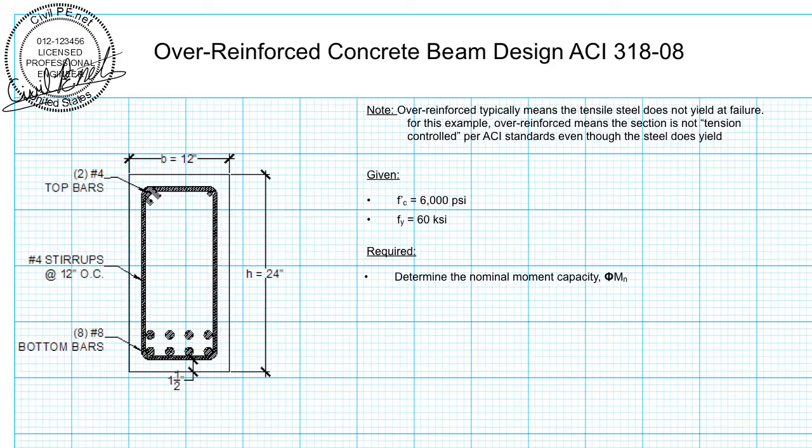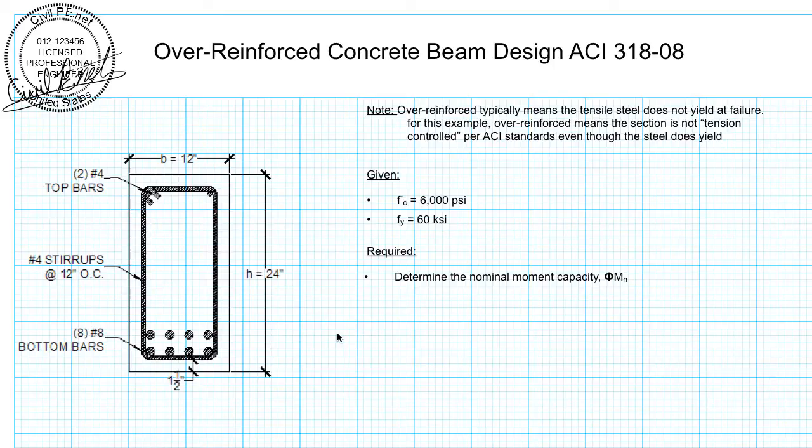So we've got our 12-inch wide by 24-inch deep beam. Now the difference with this beam and the other two is our bottom reinforcement is now going to be number 8 bars in 2 layers. The clear spacing between the layers is per ACI 1 inch. So just keep in mind that that's going to be 1 inch clear spacing. That's industry standard. So we've got a concrete section with concrete strength of 6,000 psi.